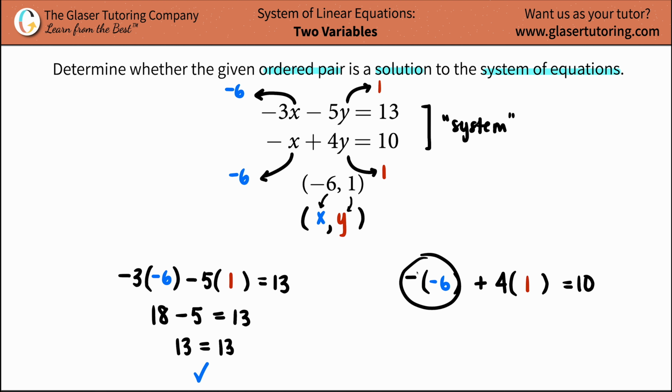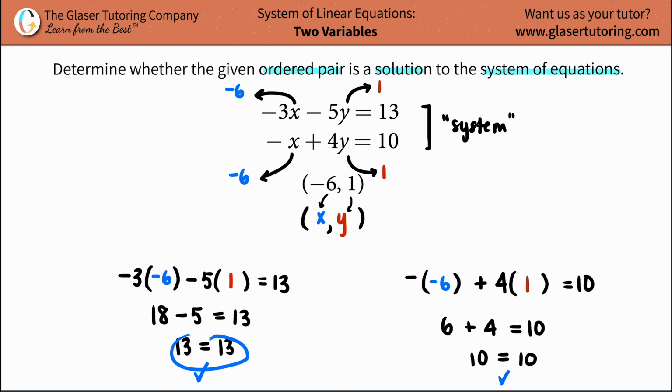But let's keep going. A negative times a -6 is a +6, plus 4 times 1 is 4. So this equals 10. And 6 plus 4 is 10. And that makes sense. So if both of them check out and 13 equals 13, I mean, duh, it's 13, right? 10 equals 10, sure. That means that is this a solution? Yes, it is. This ordered pair is a solution to these systems of equations.